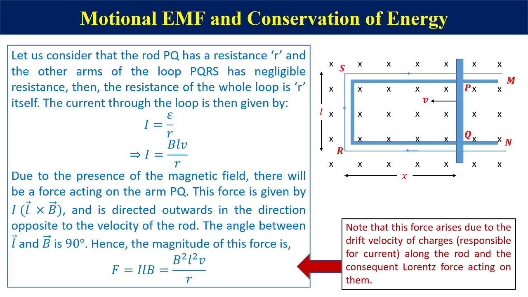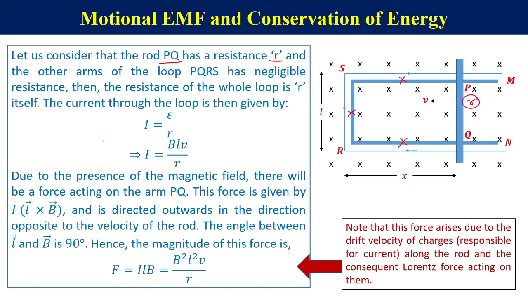Next, motional EMF is generated and this conductor PQ is moving in the left direction. Do we have any relation with conservation of energy? Let us see. Let us once again consider this rod PQ, which is a conducting rod, and let us consider that it has a resistance r, small r. That means whenever current tries to flow, it offers some resistance. We have also considered that the other arms of the loop PQRS do not have any resistance, or have negligible resistance. But PQ has a sufficient, appreciable resistance r.